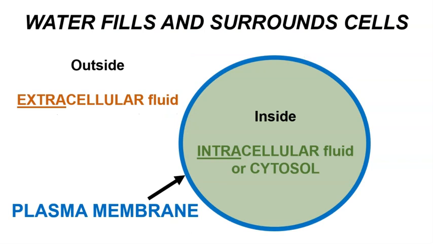So the plasma membrane is essentially surrounded by two fluid-filled environments. We've got the fluid that is outside of the cell, which is referred to as the extracellular fluid. So this is the fluid that's located within our tissues, but outside of the plasma membrane of individual cells. And we also have the fluid that's inside the cell. That's referred to as the intracellular fluid, or as the cytosol, which we saw previously.